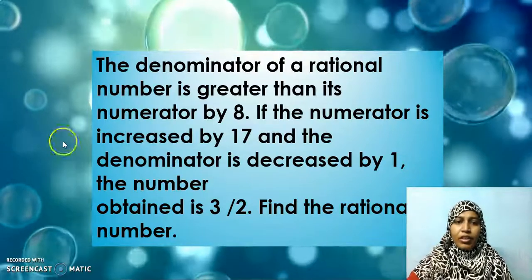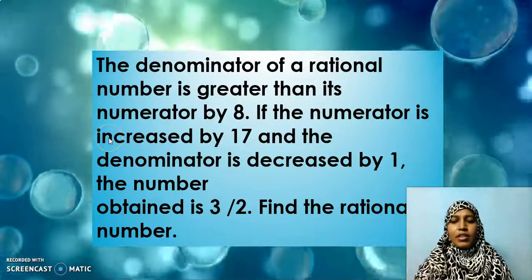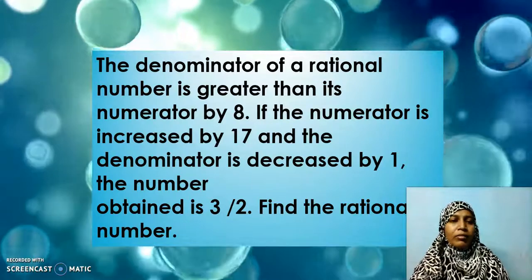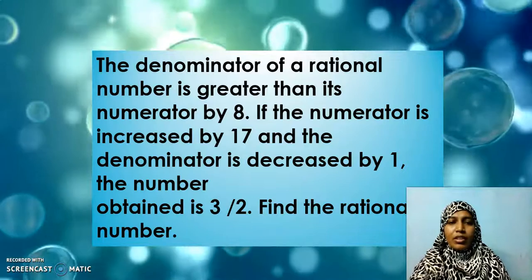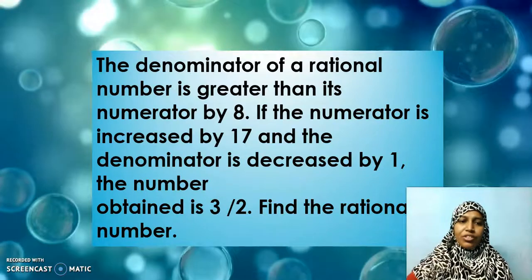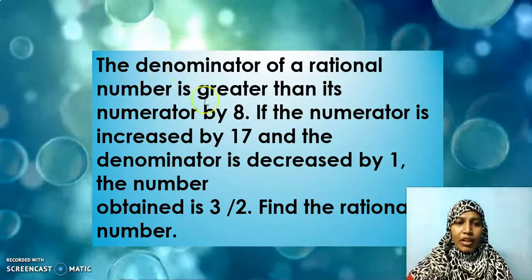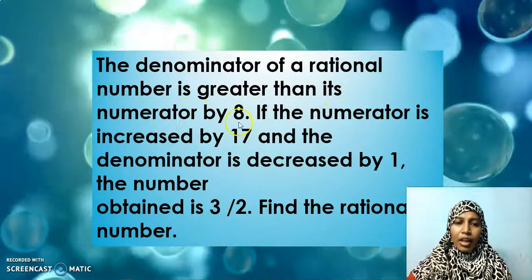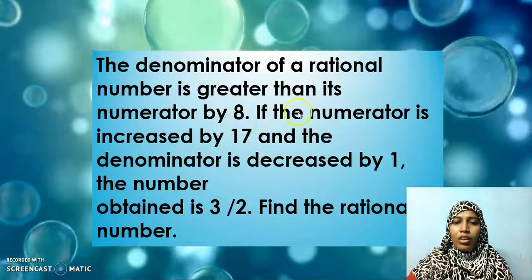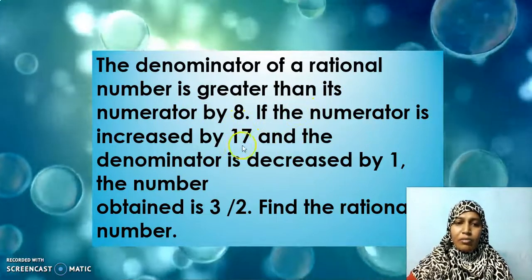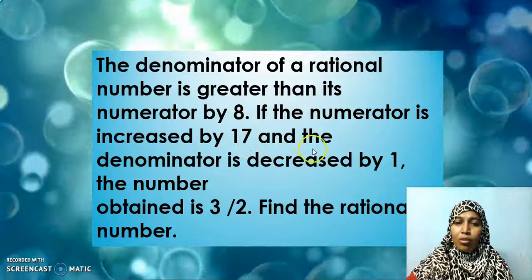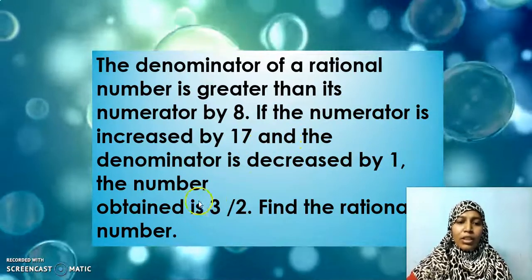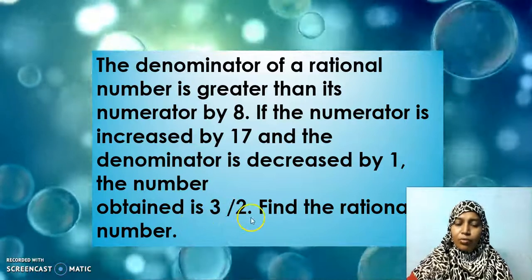Hi children, now let's continue with the same exercise, the last exercise of this chapter, linear equations in one variable. Here the question is: the denominator of a rational number is greater than its numerator by 8. If the numerator is increased by 17 and the denominator is decreased by 1, the number becomes 3 by 2.